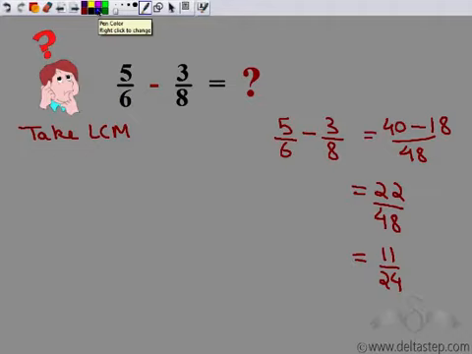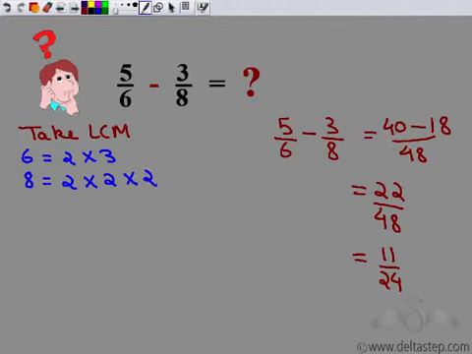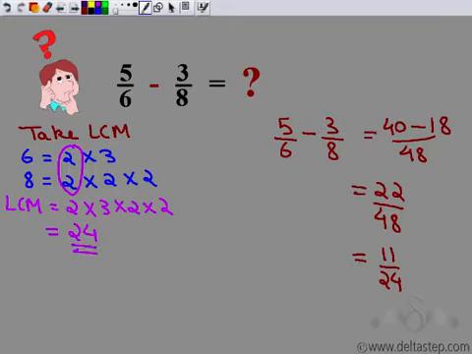Taking LCM. So if I take the LCM of 6 and 8, 6 is 2 into 3, and 8 is 2 into 2 into 2. So the LCM becomes, taking the common 2 only once, 2 into 3 into 2 into 2, which is 24. 3 2s are 6, 6 2s are 12, 12 2s are 24. So you get the LCM as 24.